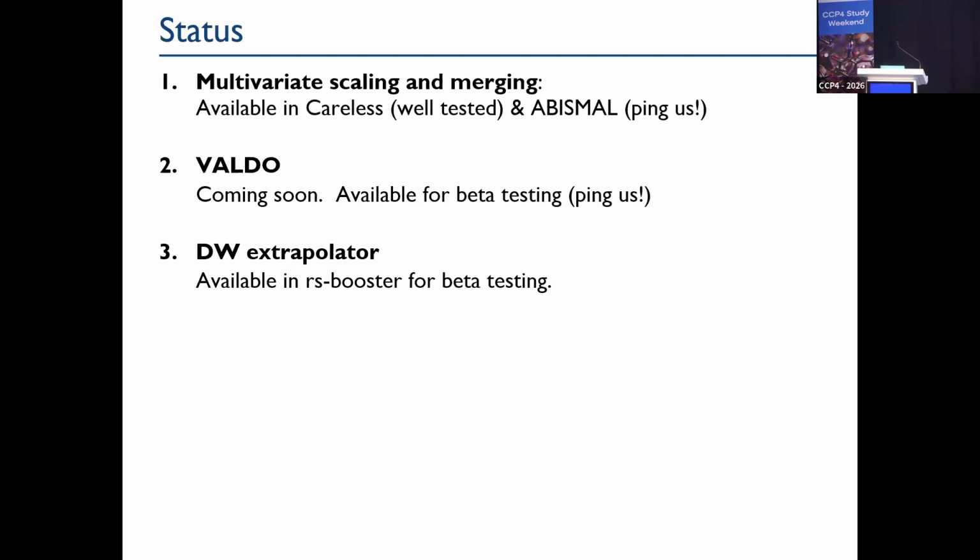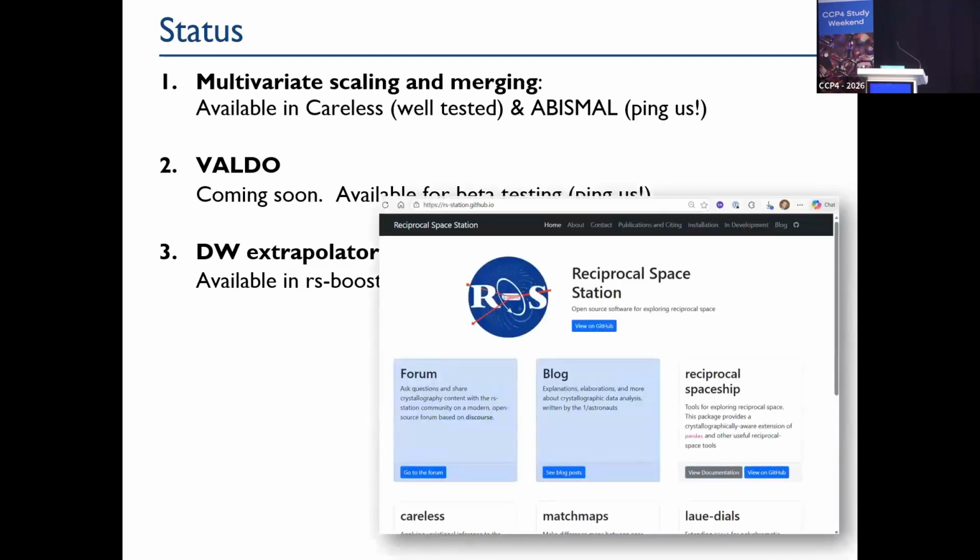VALDO is coming soon. If you already want to test it, just let us know and we'll give you access. It's actually already available online, but we can help you get started. Finally, this double Wilson extrapolator is available currently on an experimental branch in RS Booster, which is an extension of Reciprocal Spaceship, and available for beta testing. Again, if you want to use it, we'd be happy to help you. So in summary, a brief pitch for Reciprocal Space Station, where we have the software: Reciprocal Spaceship, Careless, and other software.